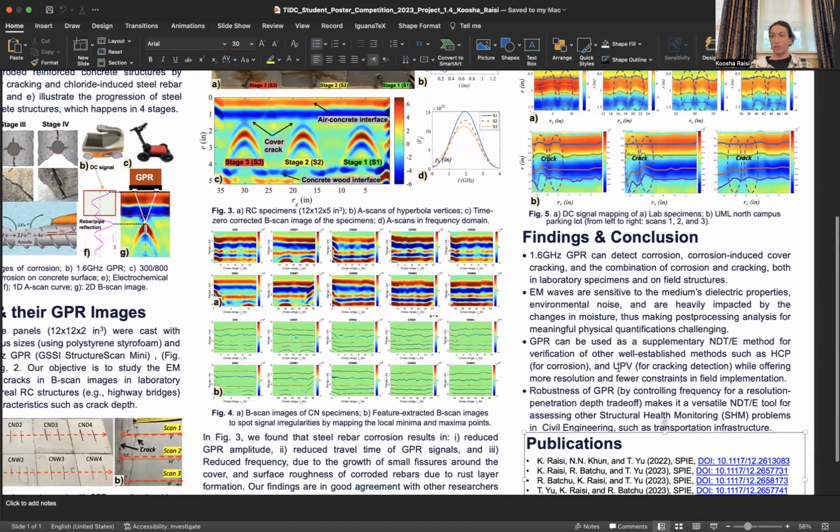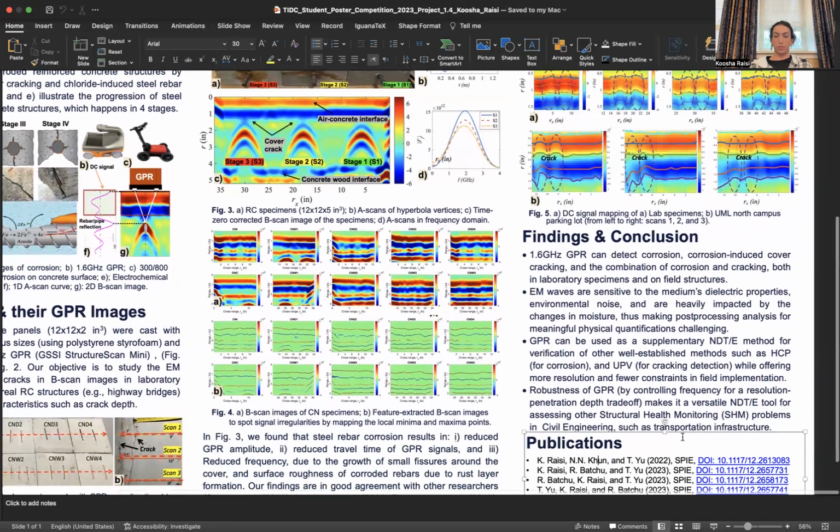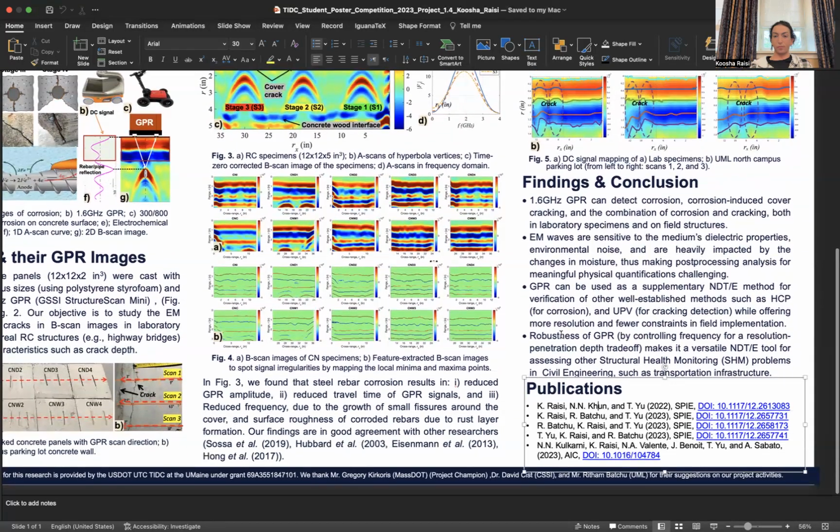So we do not have that problem with GPR. We do not need to actually change or alter the moisture content or other properties of what we want to scan, even though it's called non-destructive, which is half destructive, because we need exposed rebar end. So that's the problem with HCP.